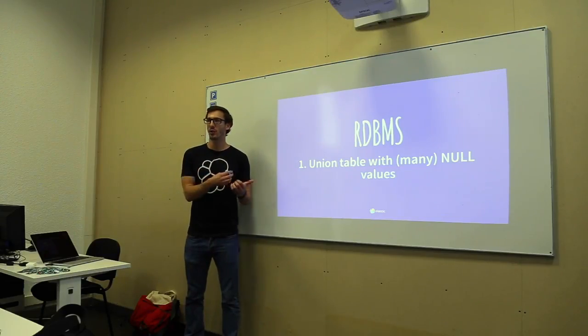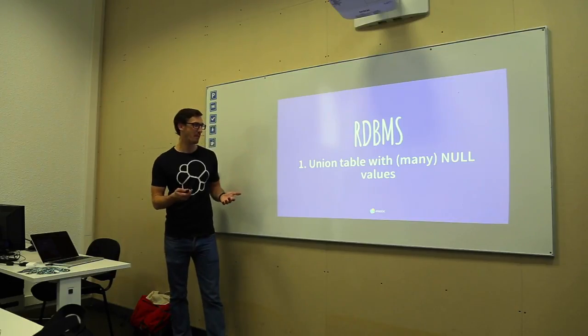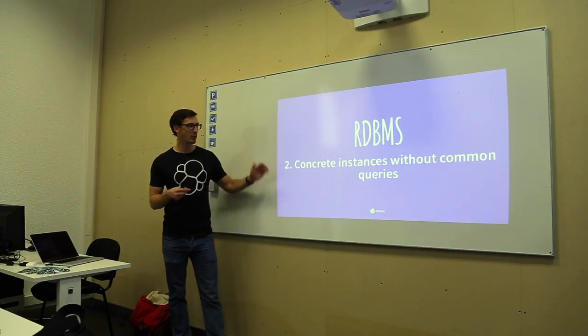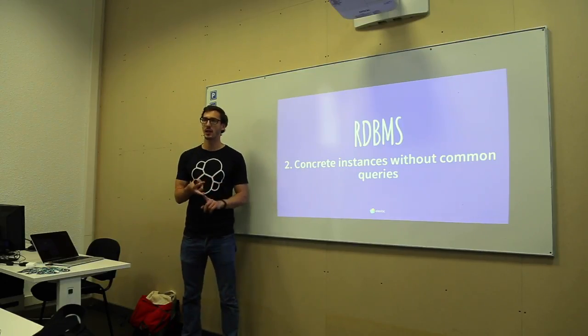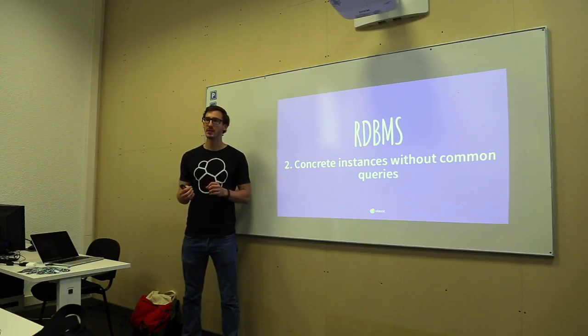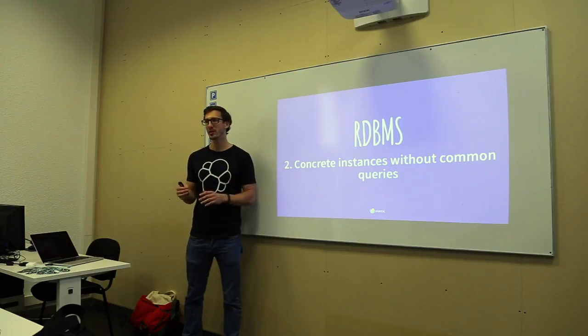So yes, you can store it in the relational world, but it's kind of a Swiss cheese and you have just null values all over. And it just doesn't fit that well. So an alternative would be to make concrete instances. So you have a worker table and a manager table, which works fine, you can query them independently. But what happens if you want to get all the employees, both workers and managers?